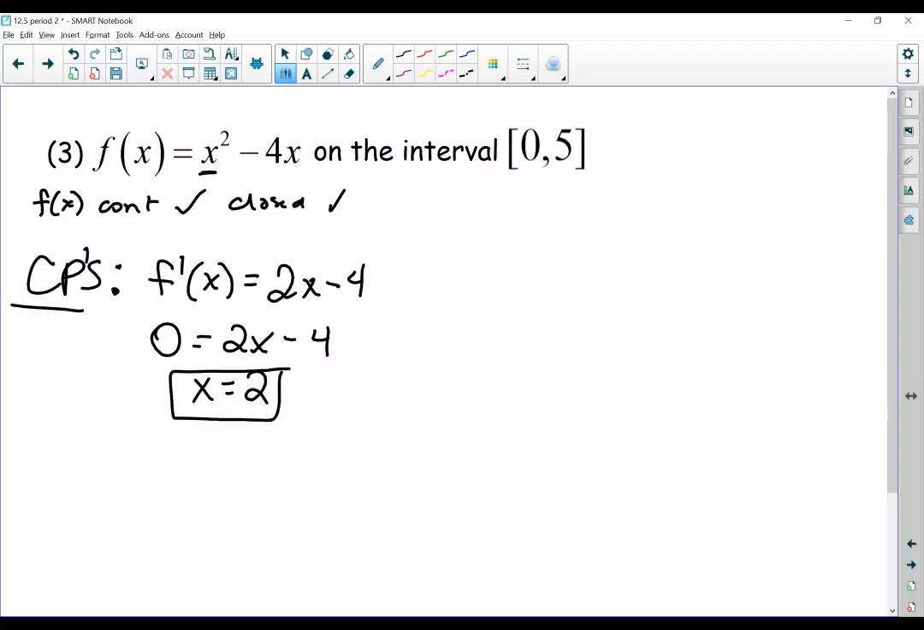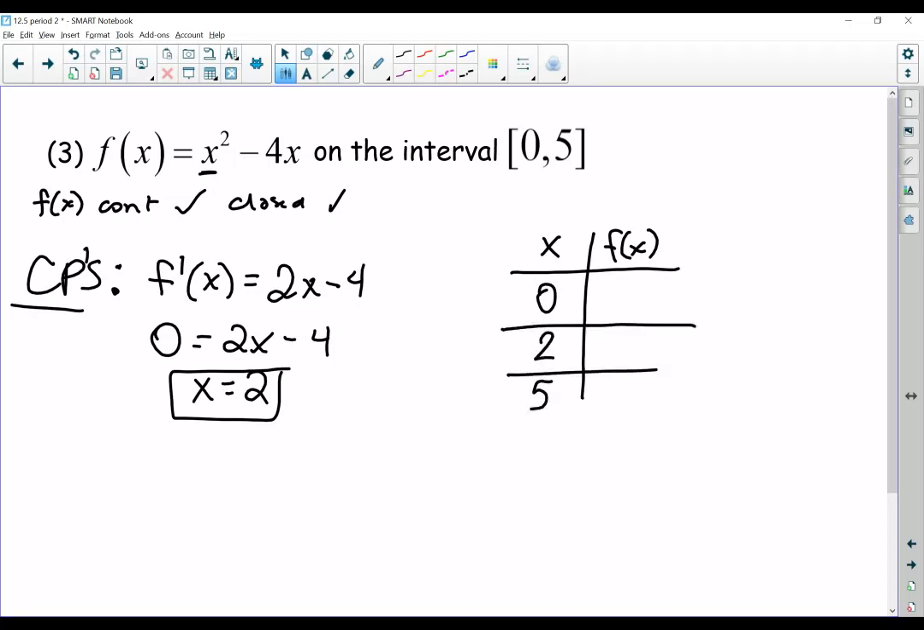Now, the second part, there is no place where this derivative is undefined, so I don't have to worry about the undefined slopes. But now I want to compare the function values at my endpoints and my critical points. I'm going to check, is 2 within my interval? Yes, 2 is between 0 and 5. So I'm just going to make a table of 0, 2, and 5. And I put them in order because it just helps me.